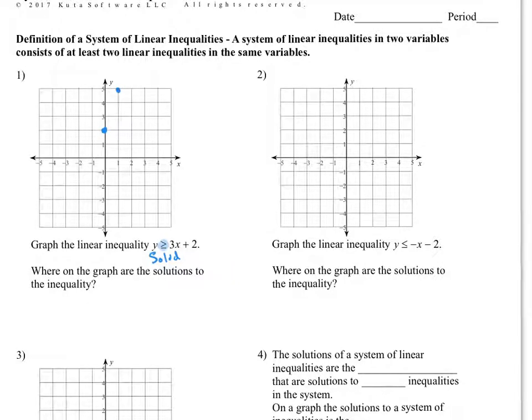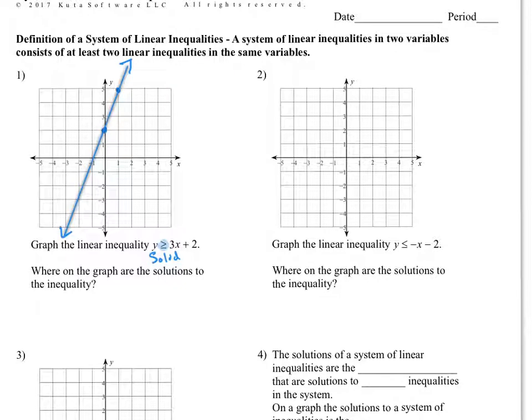With that said, let's go ahead and connect those two dots and create our line. And we said this line is going to be solid. All right, so there's our line. And what we have to do is figure out what side we shade. Do we shade this side up here or this side down here?